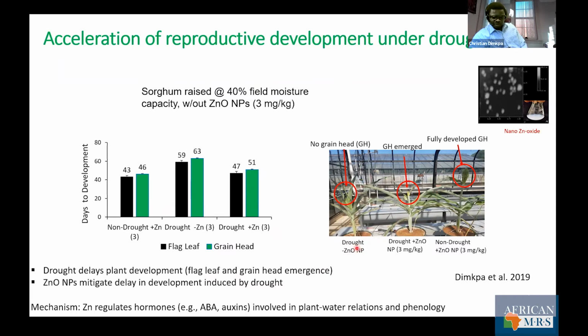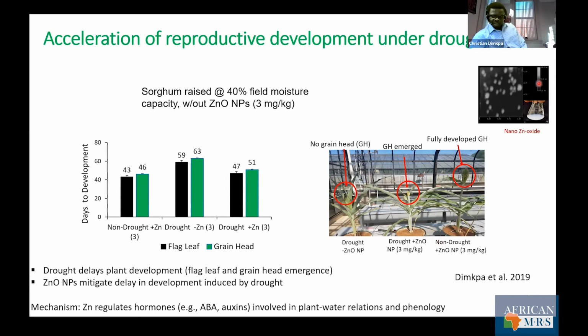So this is the drought with no zinc. This is drought with zinc, and this is no drought with zinc. So on this day X, you see the grain head is formed, fully formed here. On the same day, the grain head is emerging where you have drought and with zinc, and on the same day, you don't have any grain head emerging. So clearly zinc does something here compared to this one, and water is active in this case compared to this one.